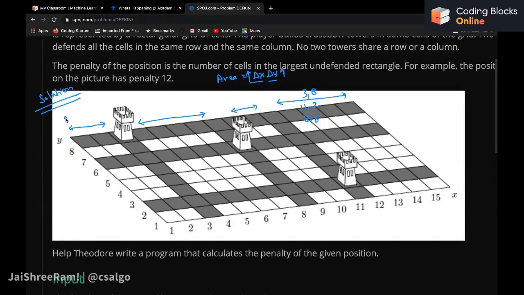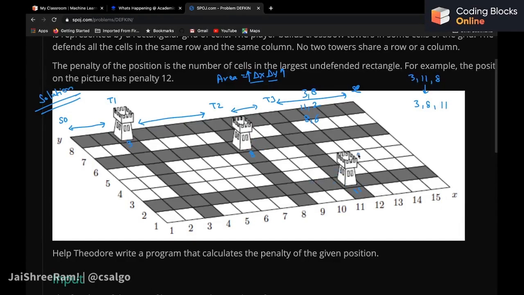So you actually need to note the distance of the first tower from the start. That strip is undefended, and then you note the distance between T2 and T1, and the distance between T3 and T2, and you also note the distance between the ending of the grid and T3, the last tower. The x coordinates given to us are 3, 11 and 8. If we sort this list, we will get 3, 8 and 11. This x coordinate is 3, this is 8 and this is 11.